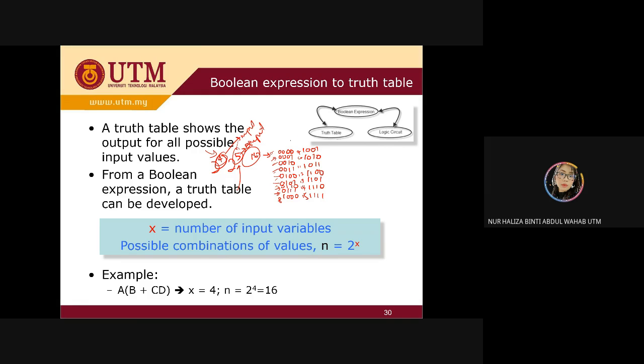So this is the input side. After this, you're going to have the output side. For creating the truth table, you need to have input and you need to have output. So that is the first thing that you need to know, and this one we already repeated several times.